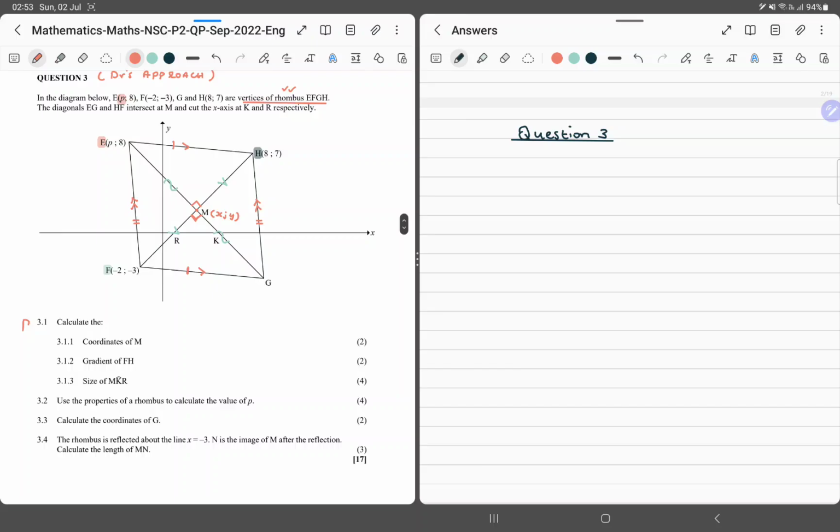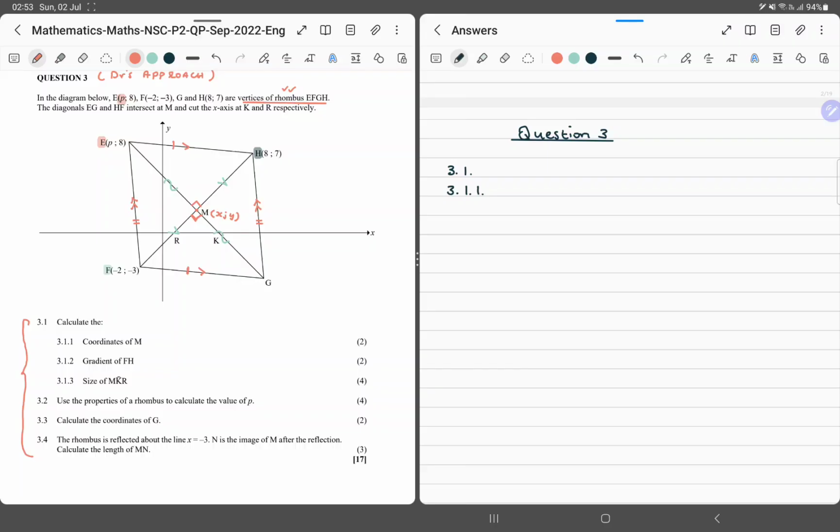Again, read through these questions before you answer. Okay, don't start answering. Skim and scan so that you can figure out what you need to do. Now we need the coordinates of M. We already mapped out how we're going to go about this.